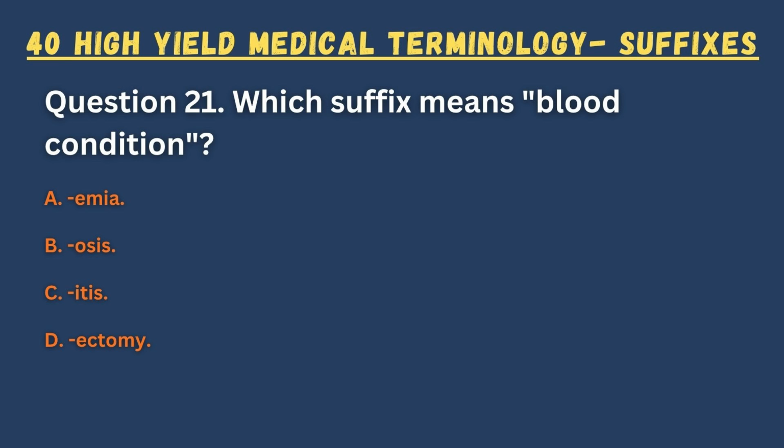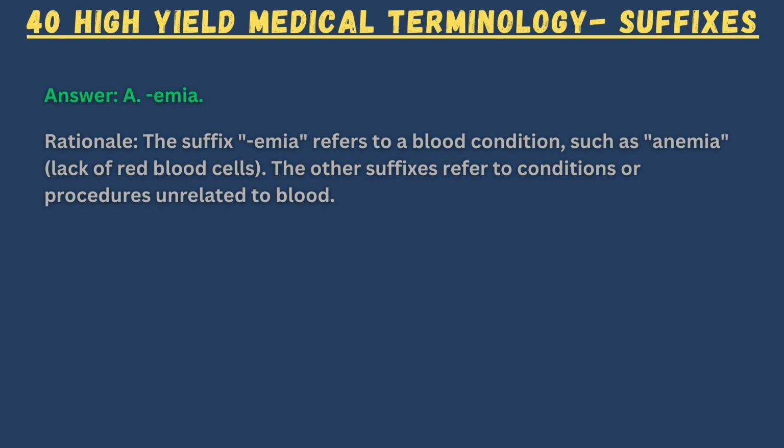Question 21. Which suffix means blood condition? A. -emia. B. -osis. C. -itis. D. -ectomy. Answer: -emia. Rationale: the suffix -emia refers to a blood condition, such as anemia, lack of red blood cells. The other suffixes refer to conditions or procedures unrelated to blood.